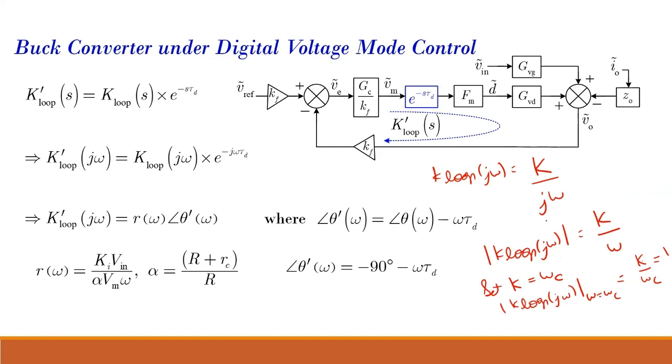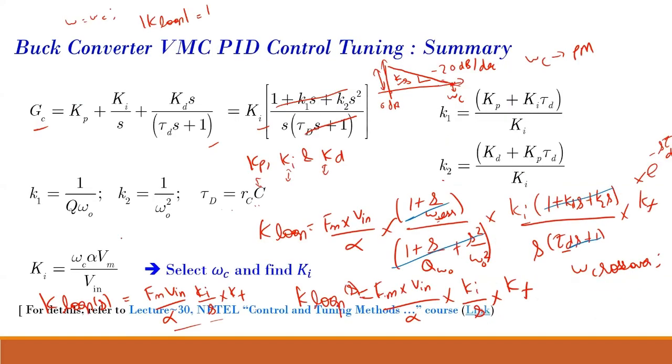For the magnitude, I take the mod. This j in magnitude term has a value of 1. It doesn't come into the picture. So it is just K upon omega. Now I have to set K to be equal to omega C so that when my frequency is omega C, it will be K upon omega C, equal to 1. So my magnitude of K loop will be equal to 1 at the frequency omega C. And to do that, I have to select this Ki accordingly, such that it comes in terms of some omega C and certain constants.